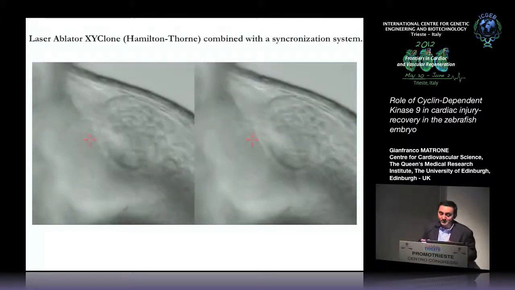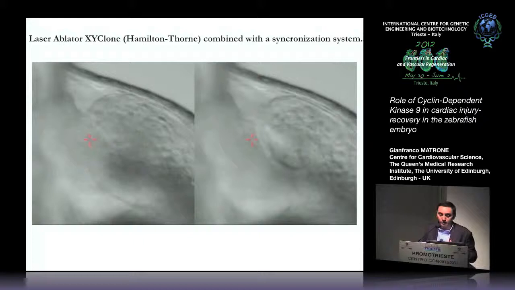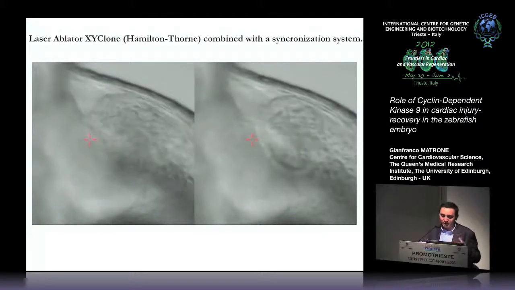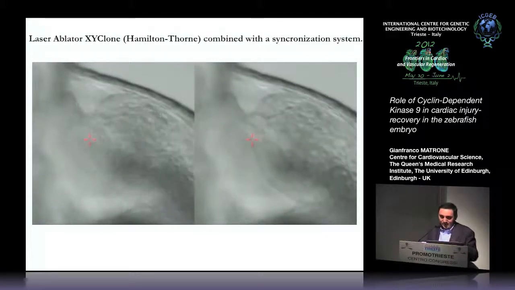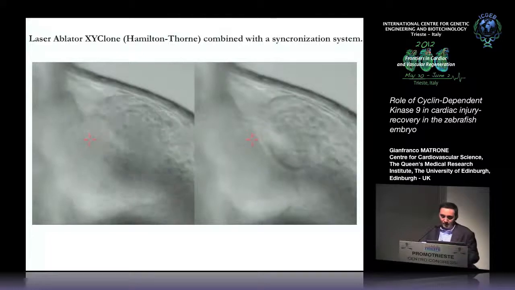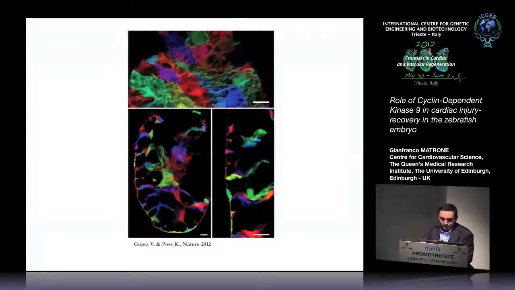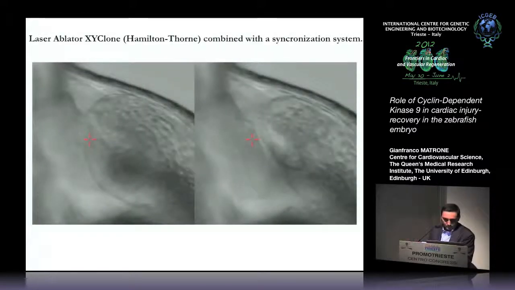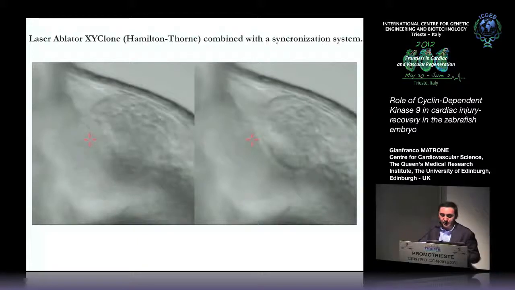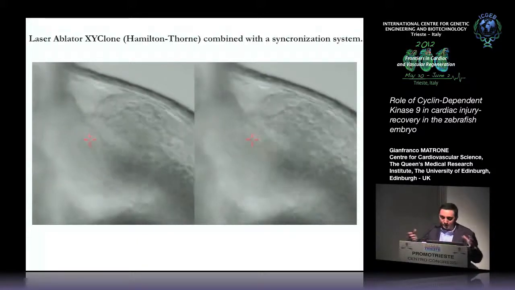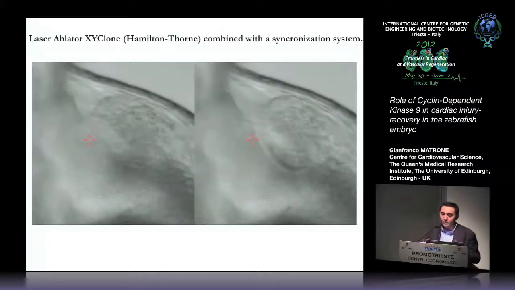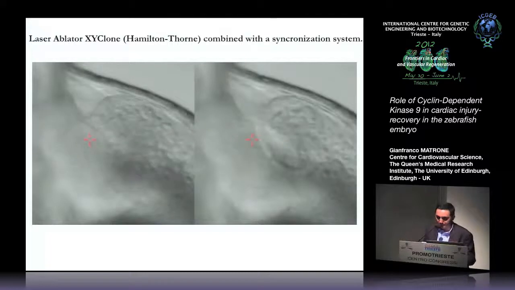And also the fast systole-diastole cycle in the zebrafish heart, that in this case is threefold less, affects the accuracy in delivering the laser beam in a highly specific cardiac area. So to overcome these problems, we are using now a laser ablator in combination with a synchronization system.